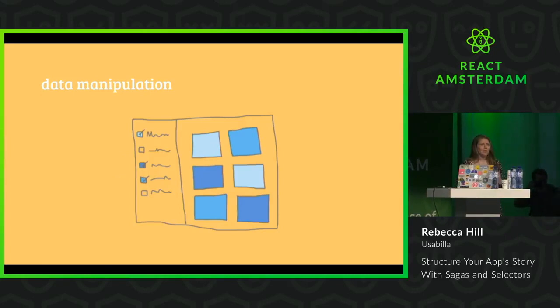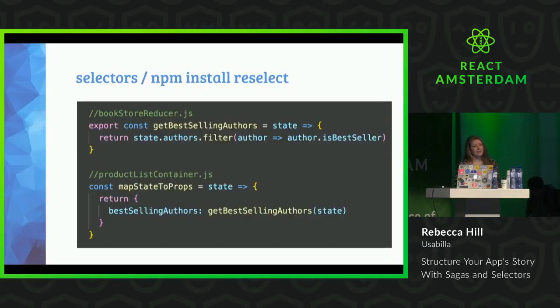Okay, so let's start with data manipulation. Say you have an online store that sells books, and you want to show your users a list of just your best-selling authors. Well, doing the actual filtering is pretty straightforward, but where should we put that function? For these kinds of tasks, selectors are pretty much always the way to go, even in very small apps. Here we have a reducer file that includes a getBestSellingAuthors selector that contains our filter. And then in our product list container, we use the selector in the Redux mapStateToProps function.